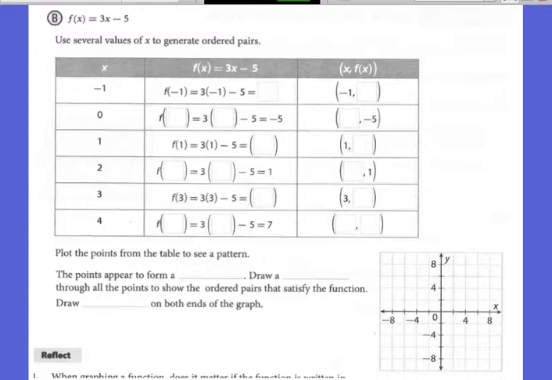All right, moving right along to the next problem. We have graphing functions using a domain of all real numbers. So this is basically what we just did before. So here we have the function f of x is equal to 3x minus 5. Okay. So now, and I'm sorry, I forgot to mention that I skipped over A so we could do B together.